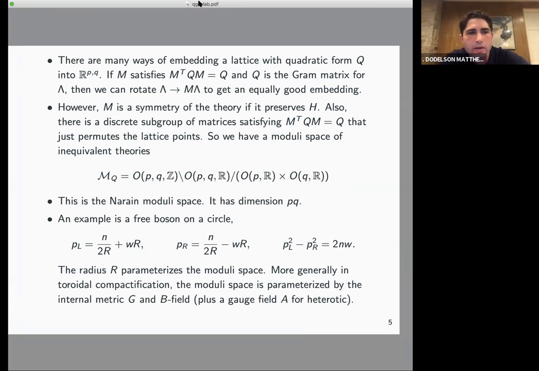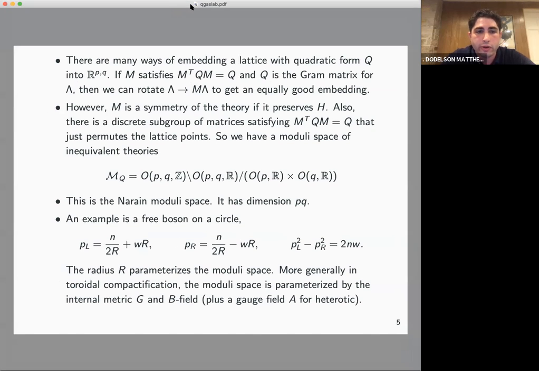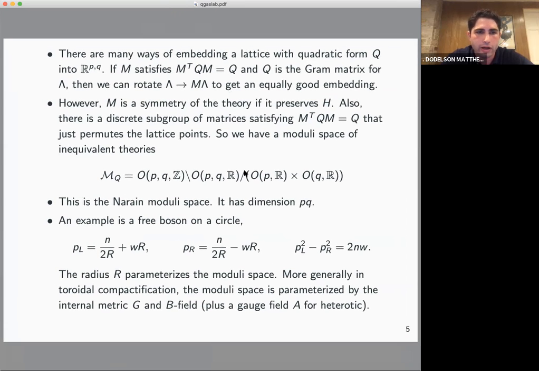So if we have a lattice lambda, there are many ways of embedding the lattice with quadratic form Q into a space with signature P comma Q. To see this, suppose that M preserves Q under transposition, which means that M transpose QM equals Q. And Q is the Gram matrix for lambda. So it's the matrix of inner products. So if we have such a lattice lambda, we can rotate lambda to M lambda to get an equally good embedding of the lattice into R^{P,Q}.